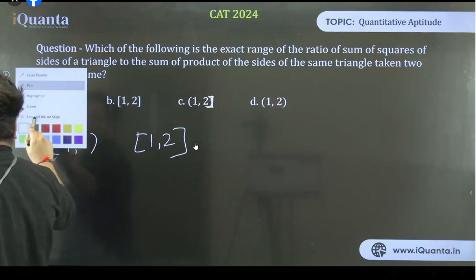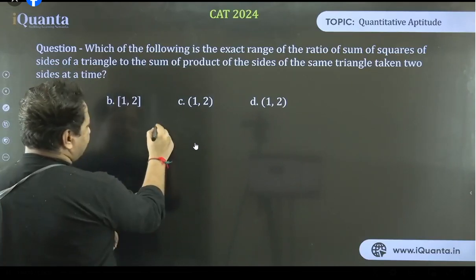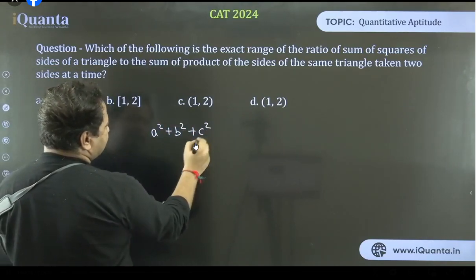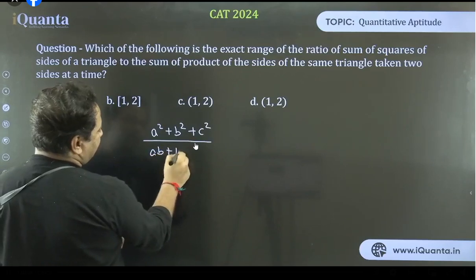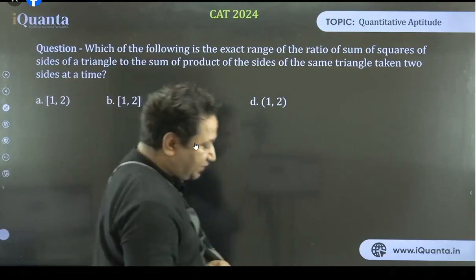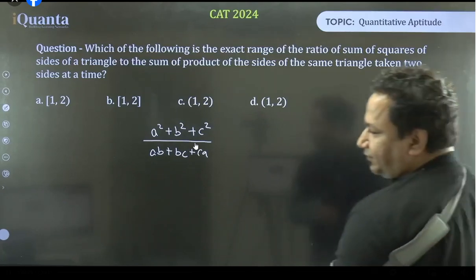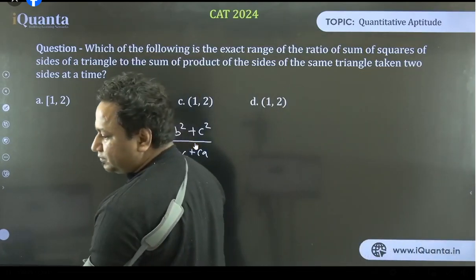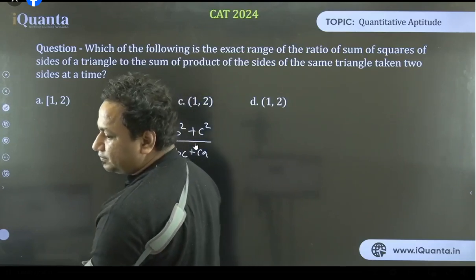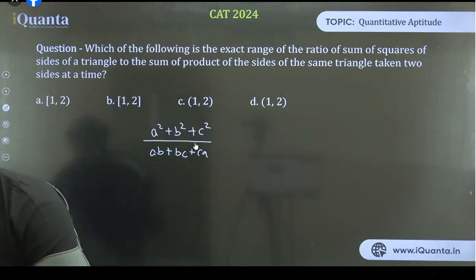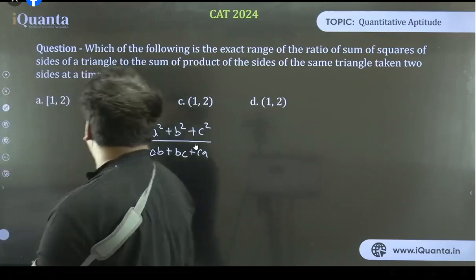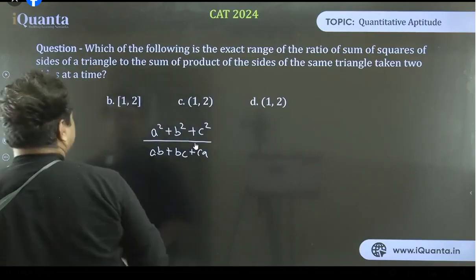क्या होगा? Okay. A square plus B square plus C square whole upon AB plus BC plus CA. That's what we have. Confused, Azim? No problem. A को लॉक कर दिया जाए. Okay, चलो. If I use induction, what's going to happen?